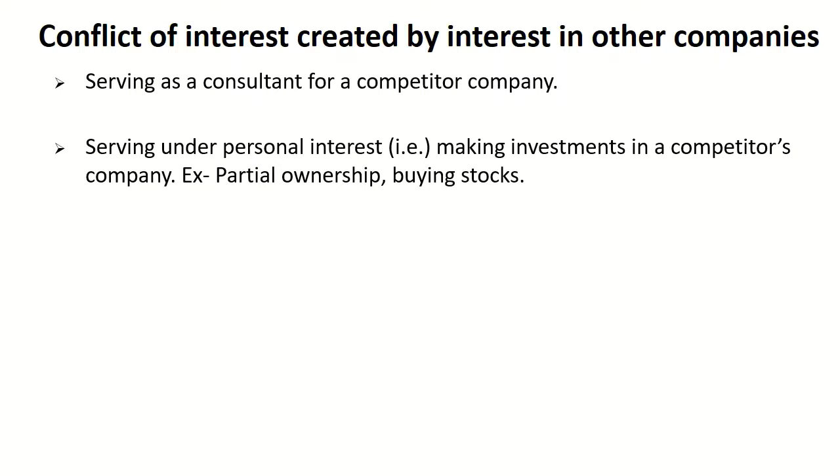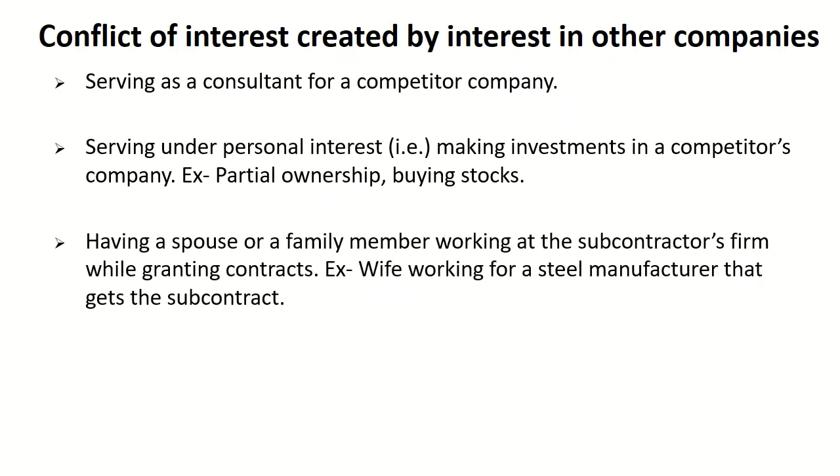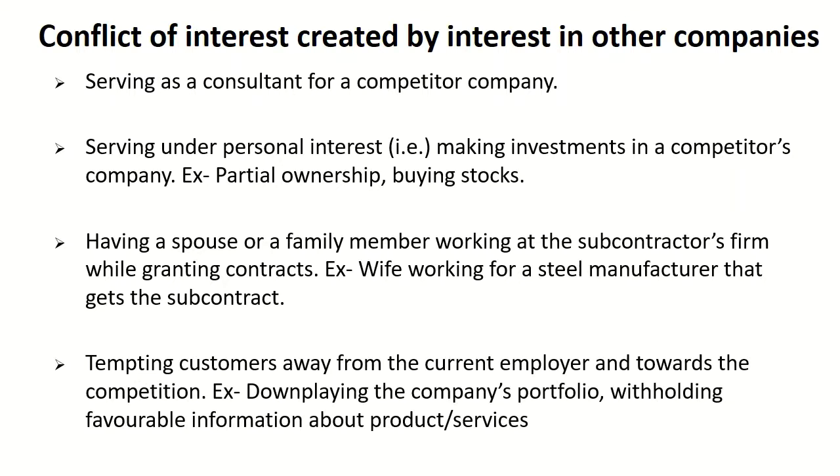Example, partial ownership, buying stocks. Having a spouse or a family member working at the subcontractor's firm while granting contracts. Example, a wife of a person working for a steel manufacturer that gets the subcontract. Tempting customers away from the current employer and towards the competitor. Example, downplaying the company's portfolio, withholding favorable information about the product services.